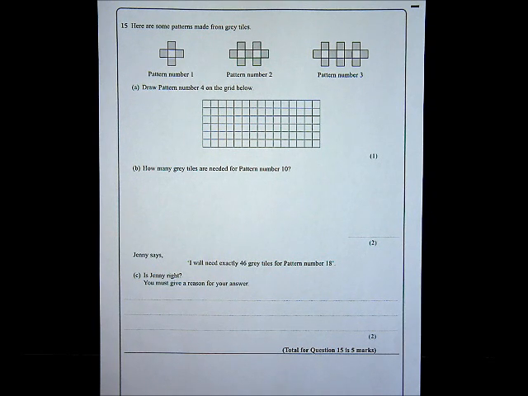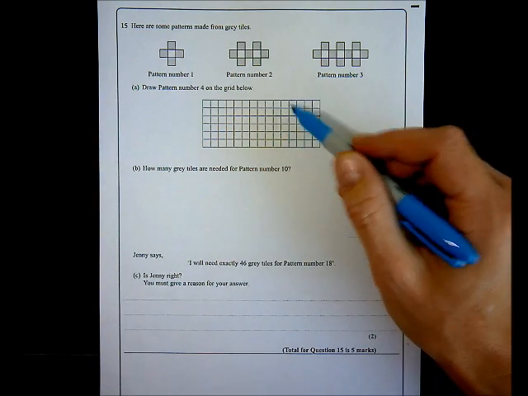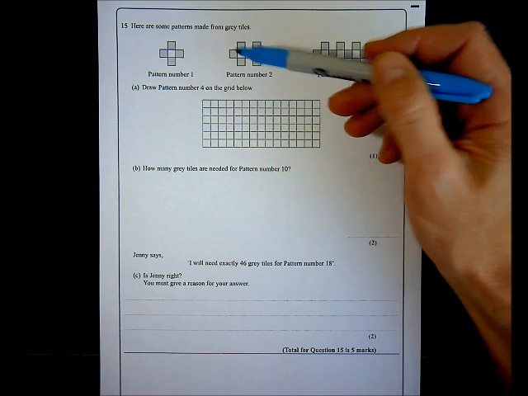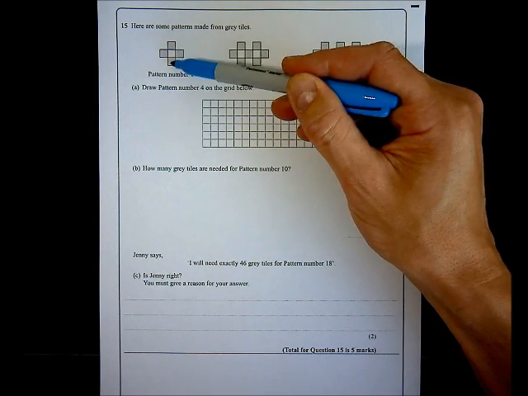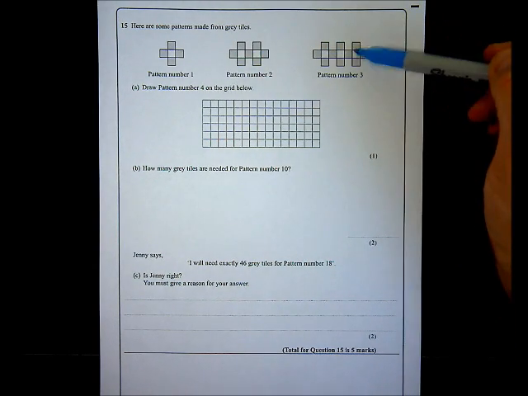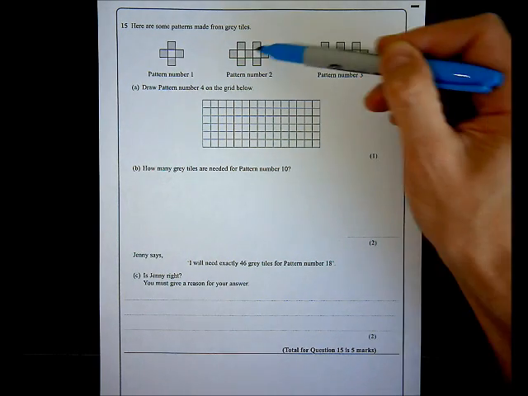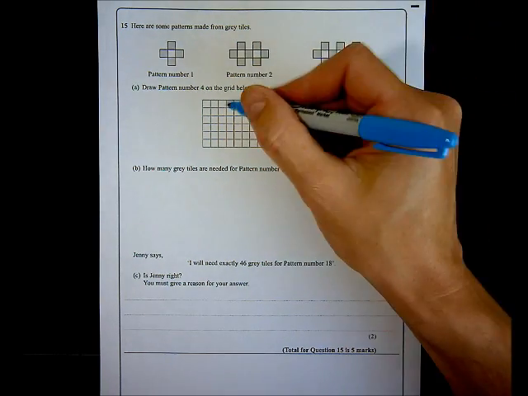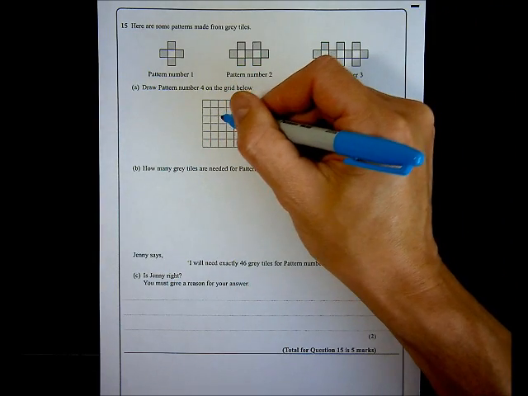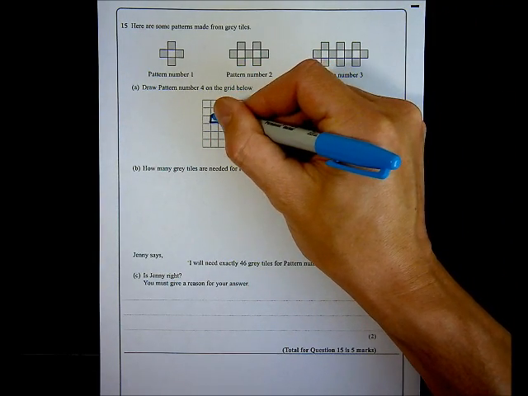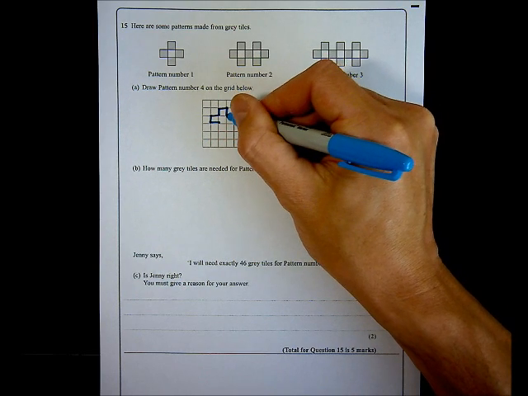On question 15, I'm shown some patterns made from grey tiles, and I'm asked in part A to draw pattern number 4 on the grid. Now I can see from each pattern that the number of grey tiles is increasing by 1 along the top, and the number of white tiles is increasing by 1 in the middle. So it is a case of drawing this pattern as best I can in the space provided.